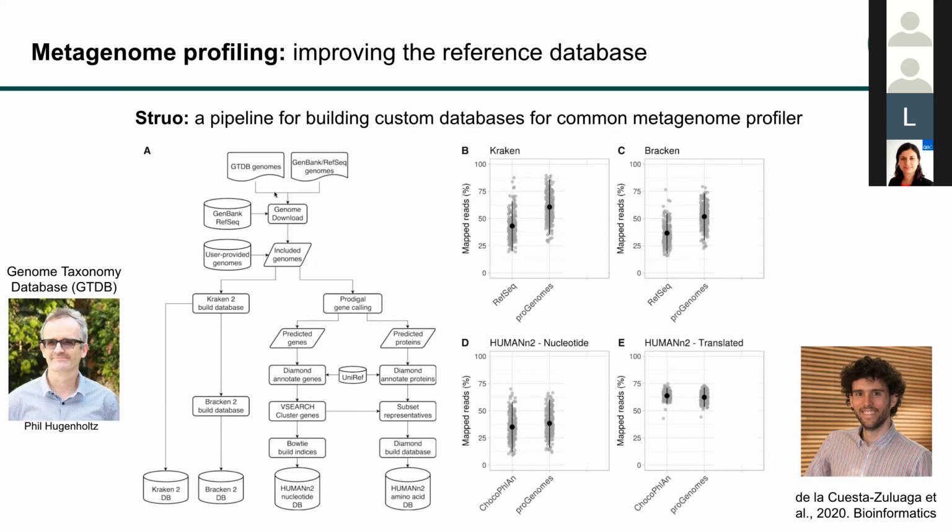So we integrated that into Struo in this somewhat complex pipeline. The pipeline generates Kraken and Bracken 2 databases for taxonomic profiling, and also HUMAnN 2 databases for gene and pathway metagenome profiling. Using that, we're able to show that the GTDB custom databases substantially improve the percent reads classified for both Kraken and Bracken, also a bit for HUMAnN 2 at the gene and pathway level.